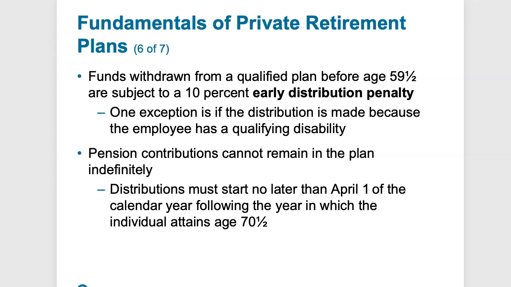Now, as far as withdrawal, you can withdraw funds at any time from a qualified plan. However, if you withdraw the funds before age 59 and a half, you're going to have to pay a 10% penalty on this early distribution. Now, pension contributions cannot remain in the plan indefinitely. So if you reach age 71 and a half, you have to start receiving distributions from your retirement plans at this point.